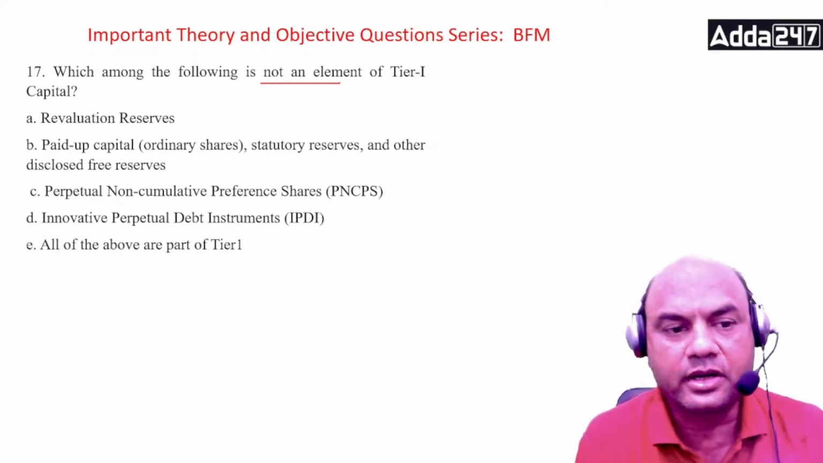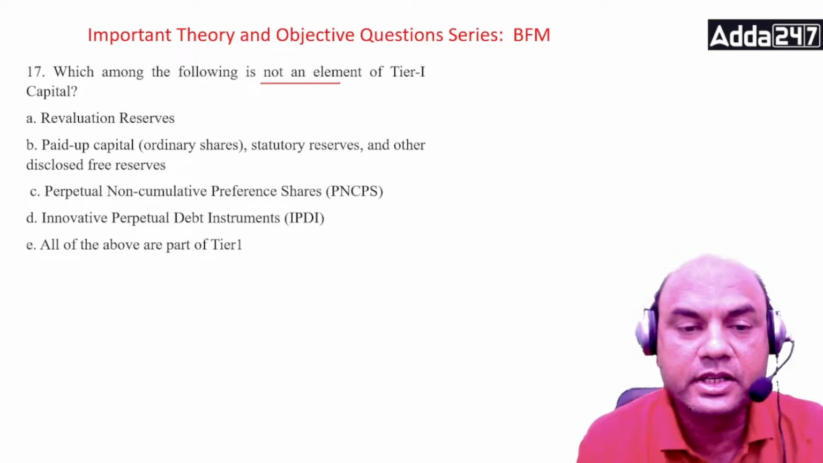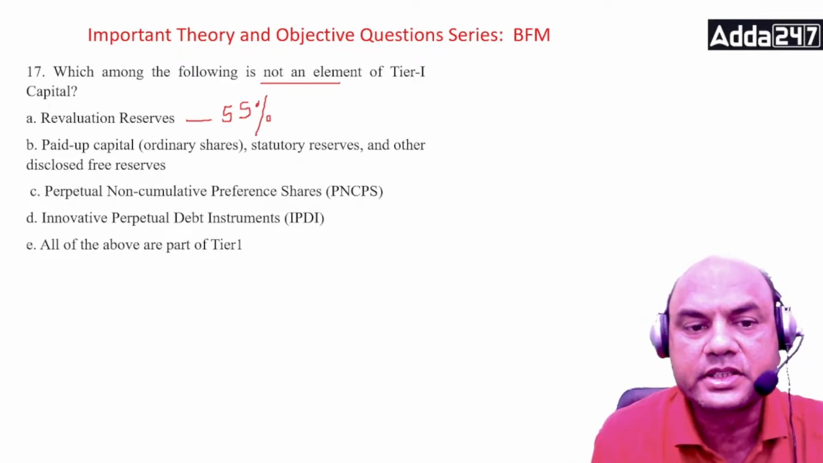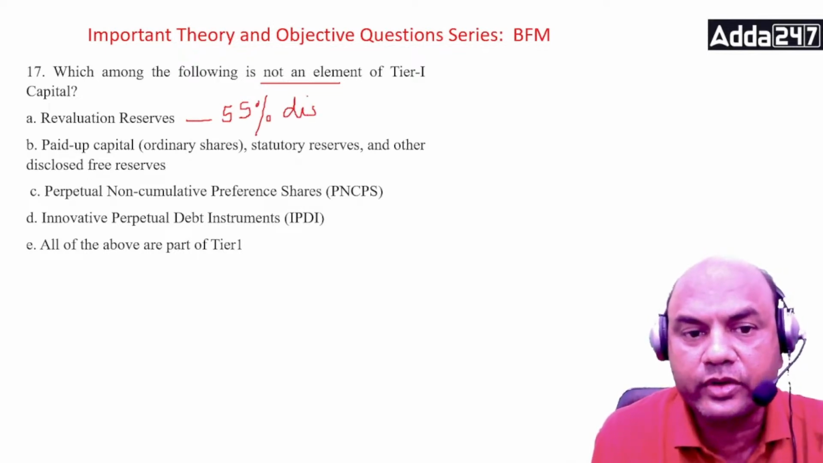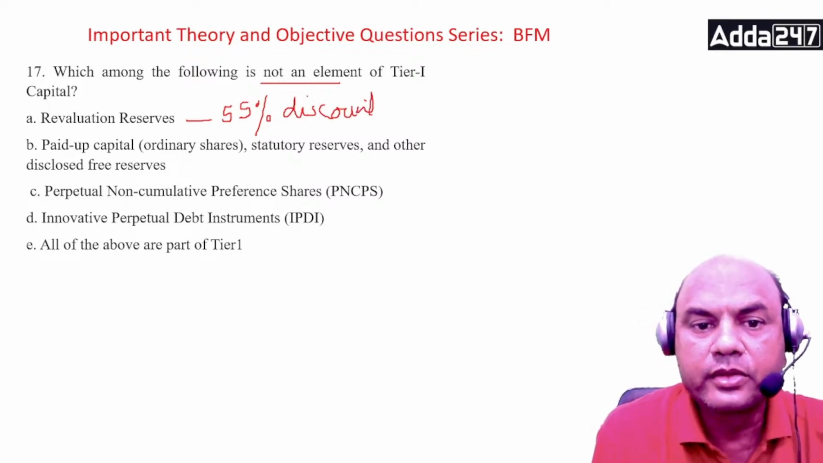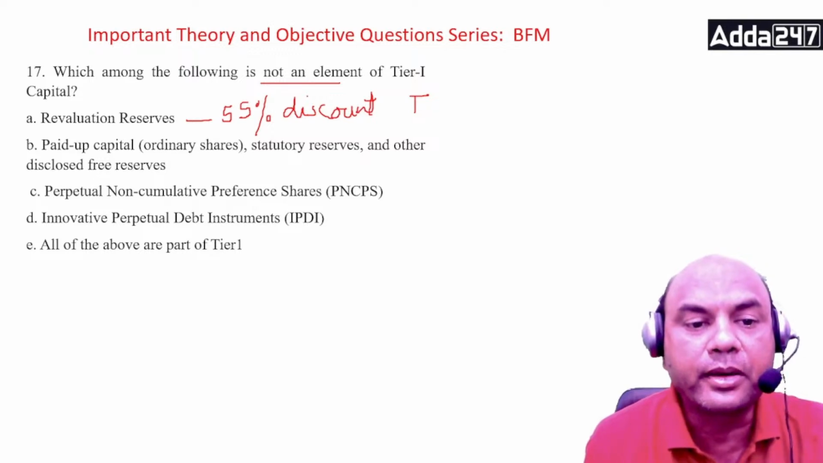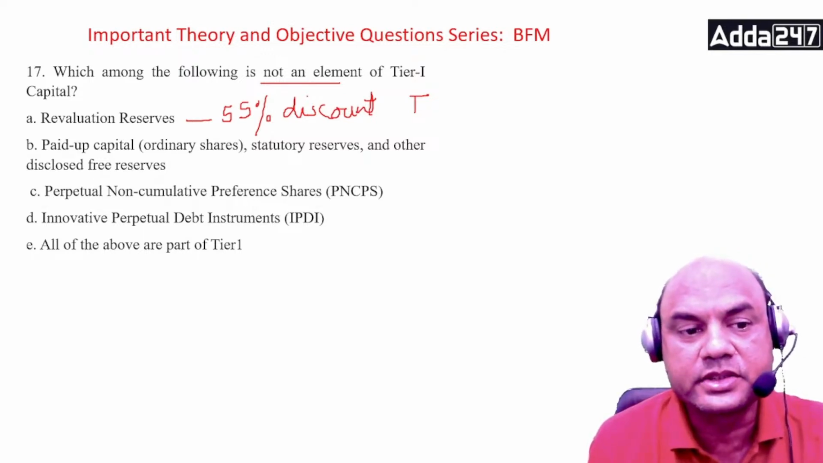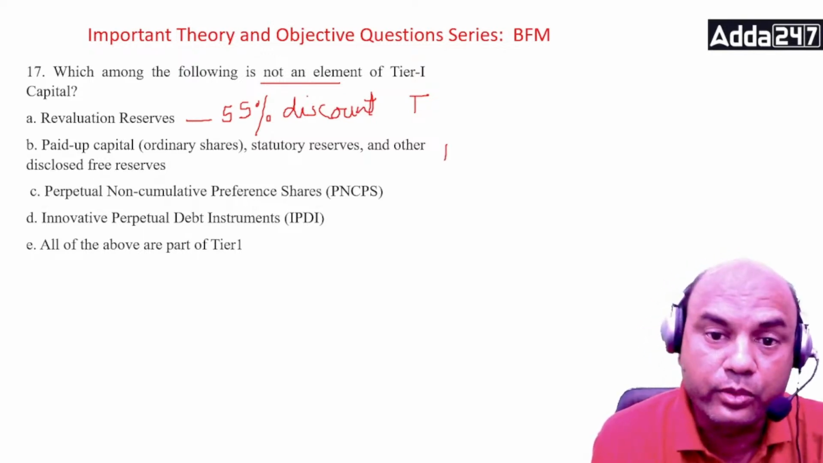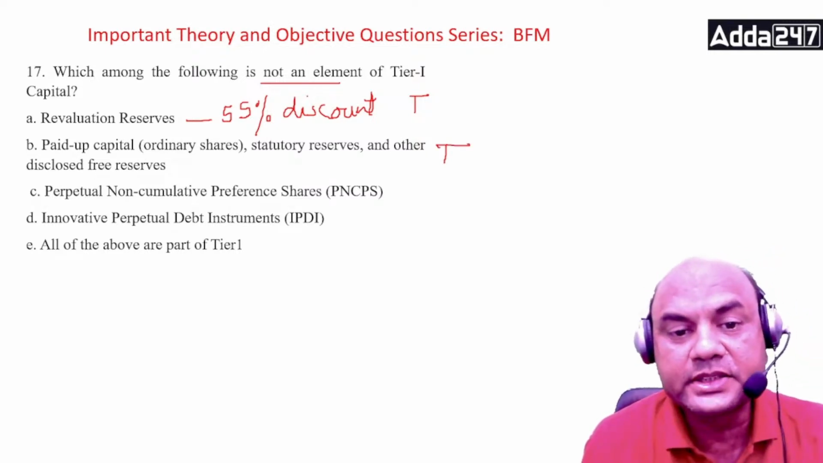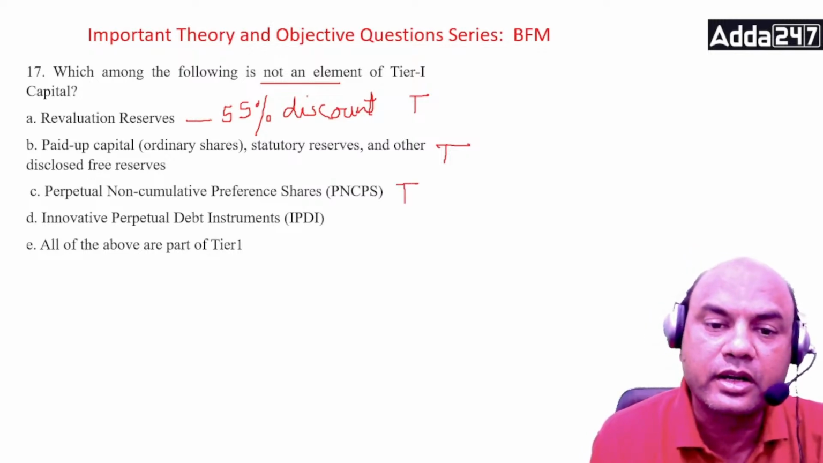So which of them is correct? Revaluation reserves. Always remember, revaluation reserves are taken at a 55% discount, so they are taken at 45%. So these are part of tier 1. So this is true. Paid up capital, ordinary shares, statutory reserves, and other disclosed free reserves. True. These are also part of your tier 1 only. PNCP, these are also part of your tier 1. IPDI, these are also part of your tier 1.